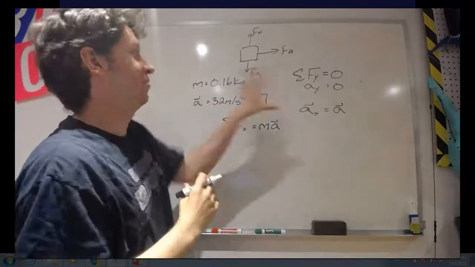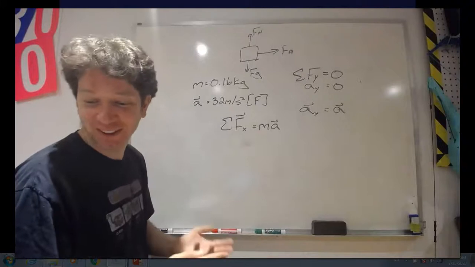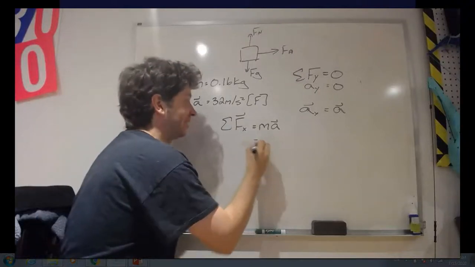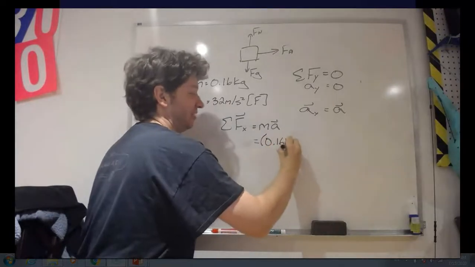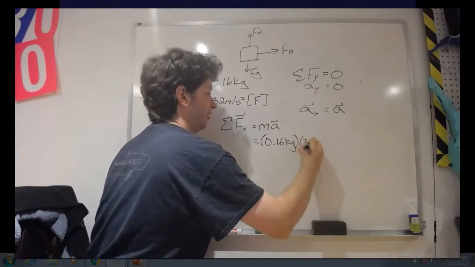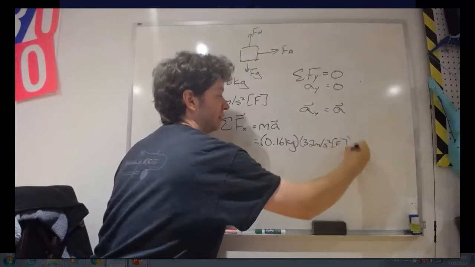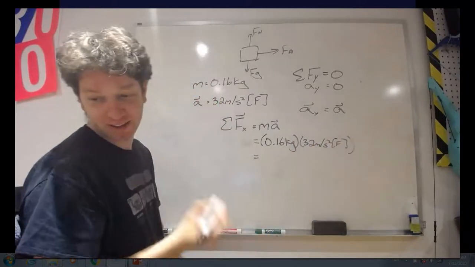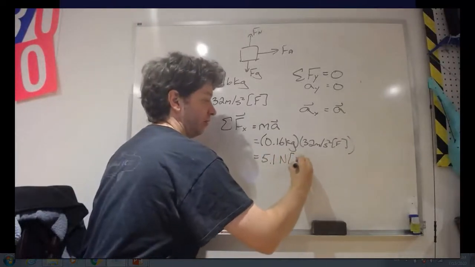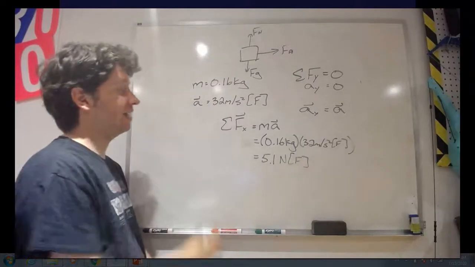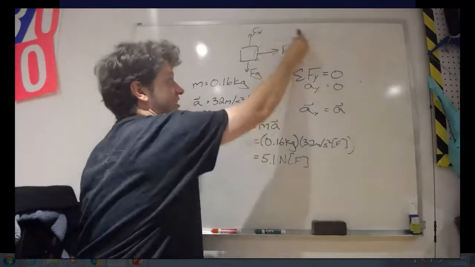So that's a lot of explanation just to have this equation. We're just going to sub in numbers, really. That's all we're doing. I'm not even rearranging it because they give us mass, they give us acceleration. So we have 0.16 kilograms times 32 meters per second squared forward. Put that in our calculators, we get 5.1 newtons forward. And that would be our net force in x, which is actually just our applied force.